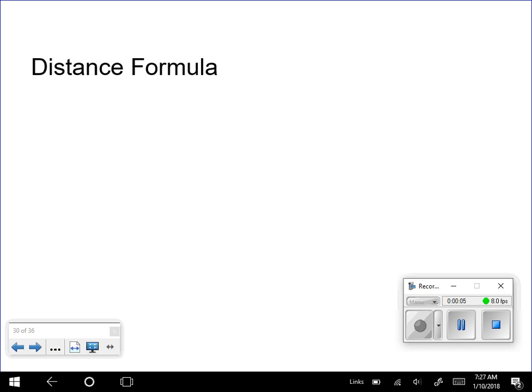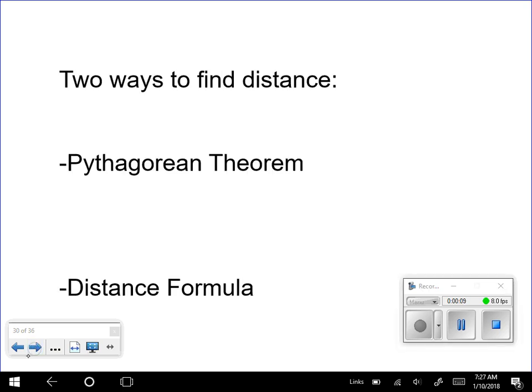Today we're going to be looking at the distance formula. There are two ways to find distance, and we've already talked about one of them. The Pythagorean theorem is one way we can find distance when we're working with triangles, but maybe it's a little difficult to create a triangle with the information that we have, or it would take a little bit of extra steps. So we want to find another way that we could find the distance if we are working with just two ordered pairs. So that is the distance formula.